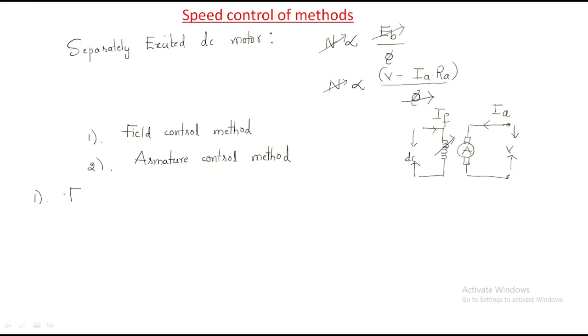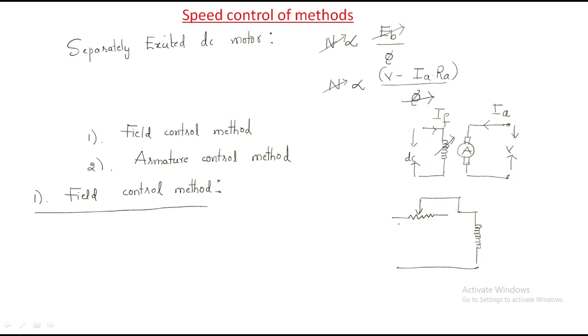We will understand the first method, the field control method. This method is very simple. In this method, just by putting a rheostat before applying to the fields. So this is the DC supply, the separately excited supply. By using this rheostat, the field current will be varied.